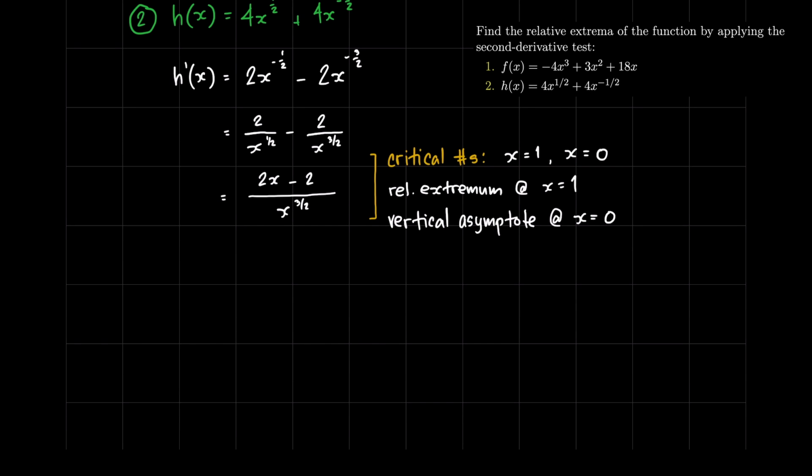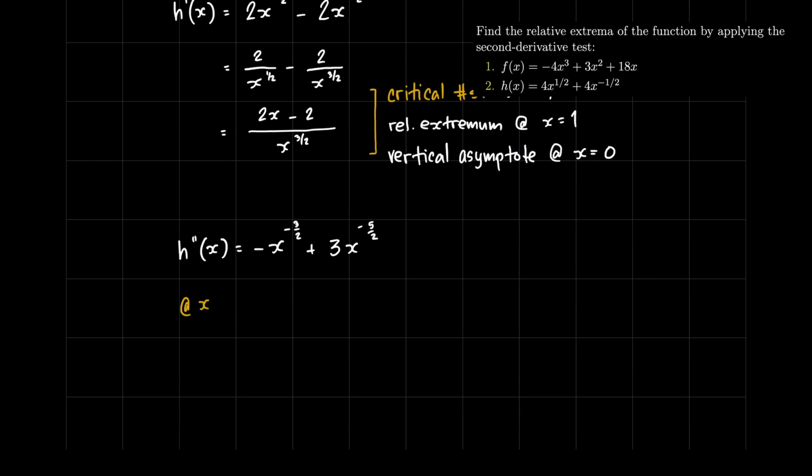I-take naman natin yung second derivative. We have h double prime of x equals negative x to the negative 3 halves plus 3 times x to the negative 5 halves. Applying the second derivative test, at x equals 1, h double prime of 1 equals negative 1 plus 3, which is positive. So this tells us na may relative minimum tayo sa point na 1, h of 1.